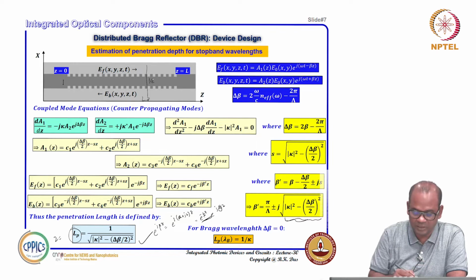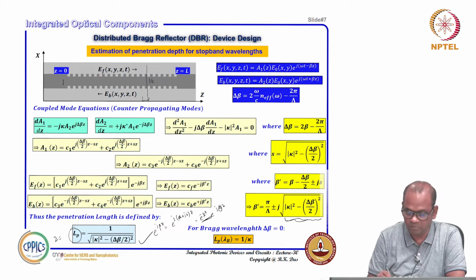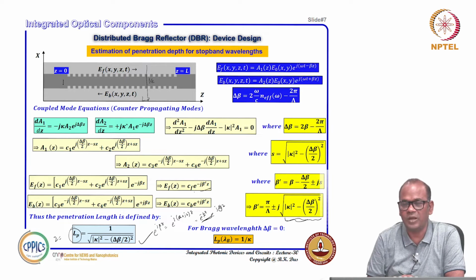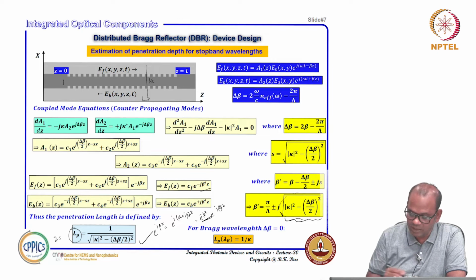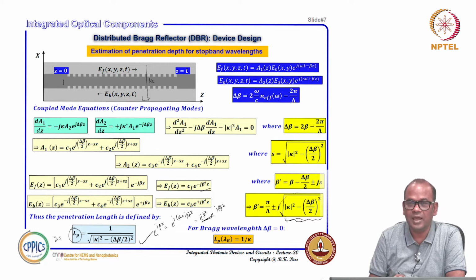Because of the nature of the attenuation we have discussed, beta prime, the propagation constant, becomes complex, having an imaginary part. That is actually called the penetration depth. The penetration depth can be calculated as 1 over this one. So if this is your B, the imaginary part of beta, the inverse of that can be considered as the length at which the field will be attenuated to 1 by E.